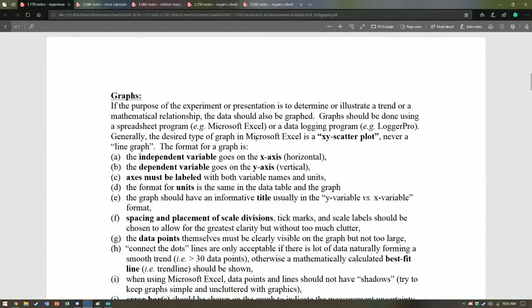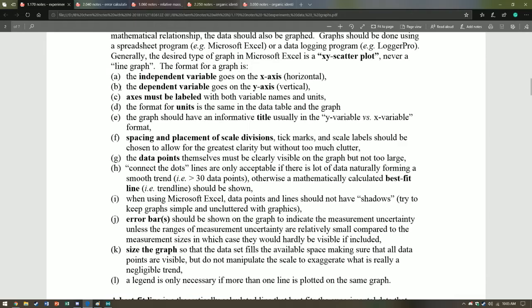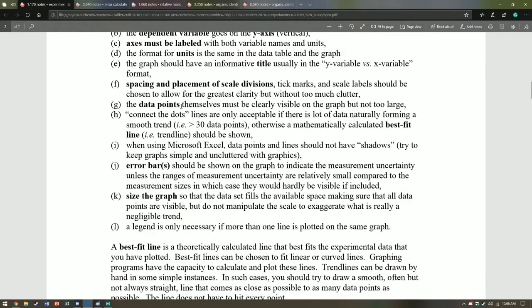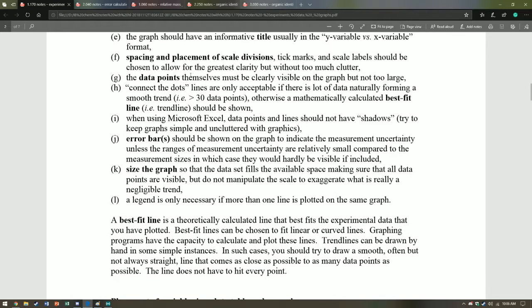For graphs, we want the independent variable on the x-axis and the dependent variable on the y-axis. Your axes must be labeled. You must have units on your graph. You title your graphs usually in the form y variable versus x variable. Spacing and placement of scale divisions should be chosen to make your data clear, but without too much visual clutter. Data points must be clearly visible on the graph, but not too large. Do not connect the dots.